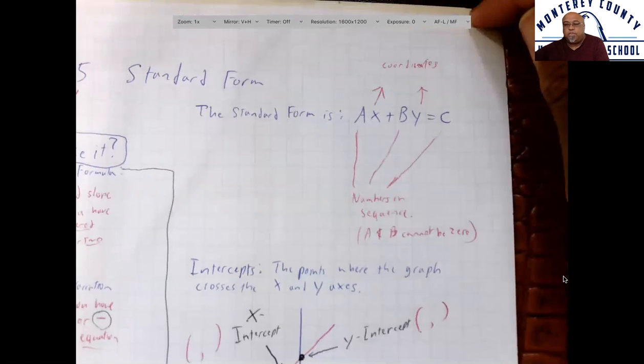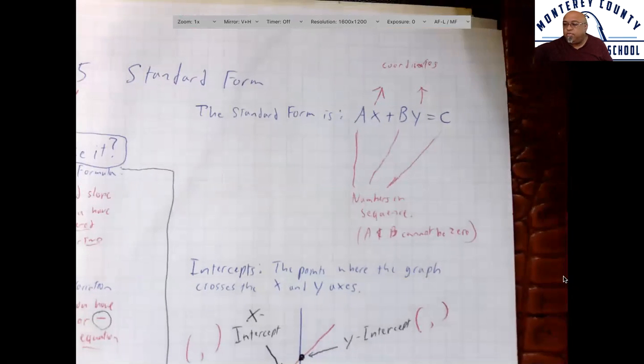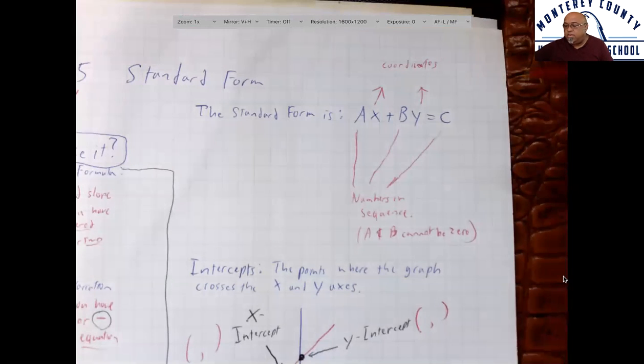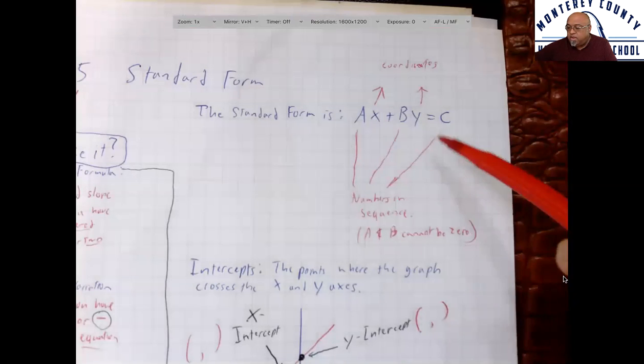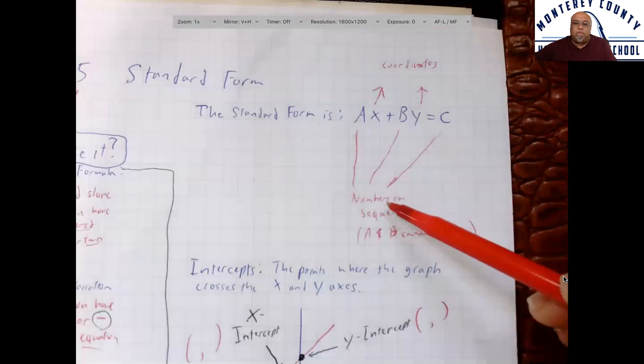So I want you to memorize this form. Standard form is ax squared plus by is equal to c. Let me say that again. Ax squared plus by equals c. That's the standard form. Now, the letters a, b, and c stand for numbers in sequence.